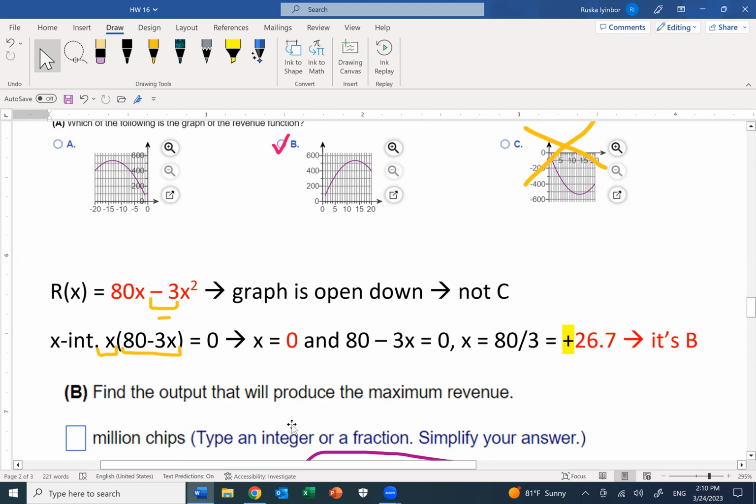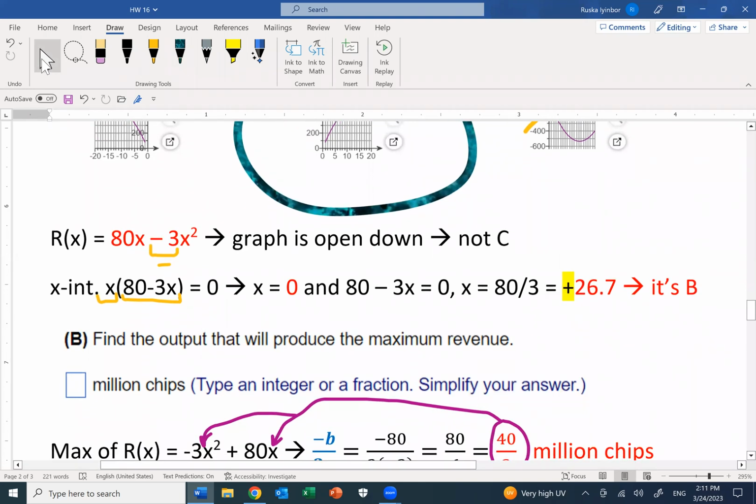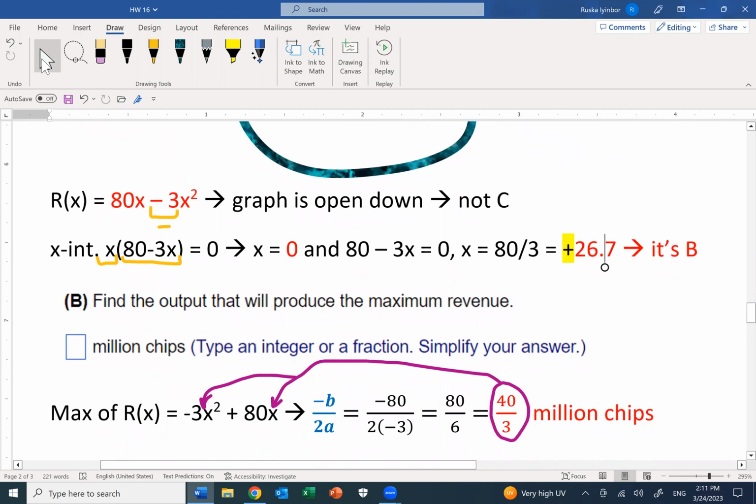Okay, and then the next question they're asking is to find the output that will produce maximum revenue. So now we have the revenue, it's the graph of B. So what you need to do is find the maximum, which is at the vertex. So we're going to find the vertex of the revenue function, negative 3x squared plus 80x. You're using the formula for the vertex, negative b/2a, which gives us negative 80/2 times negative 3, which is 40/3. Make sure you reduce that fraction, because if you just put 80/6, the homework is going to say it's wrong. You need to reduce it. So it's 40/3.